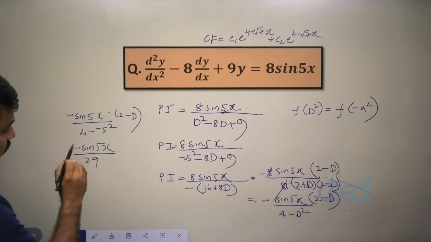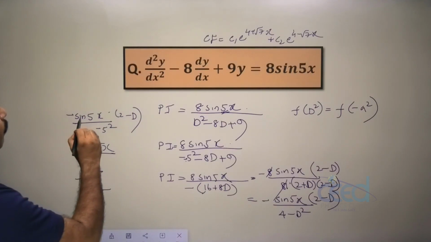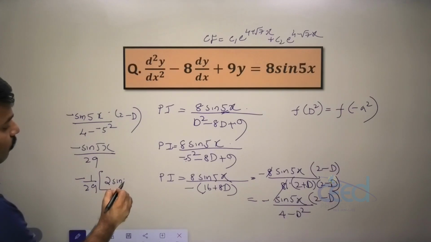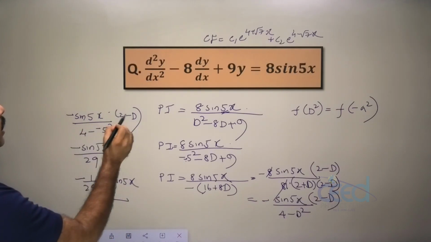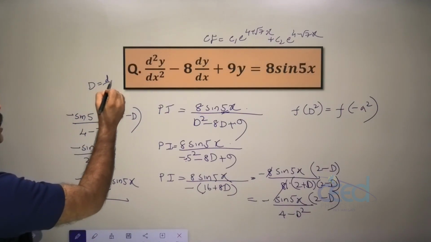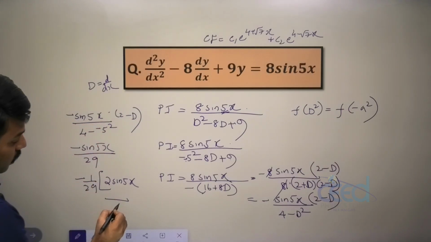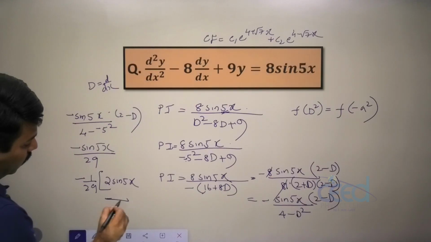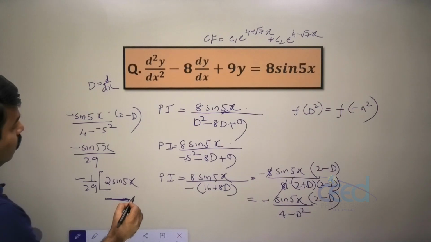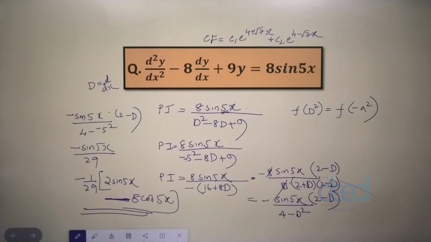Now this minus 1 by 29 you keep out, multiply this sin 5x here, 2 sin 5x, right? 2 sin 5x minus differential of sin 5x. You know d is equal to d by dx. Then d by dx of sin 5x, what? Sin 5x differential is 5 cos 5x. Alright, so this is the solution.